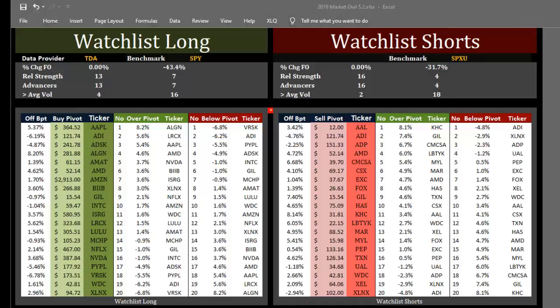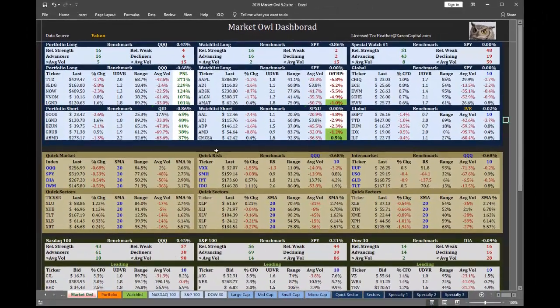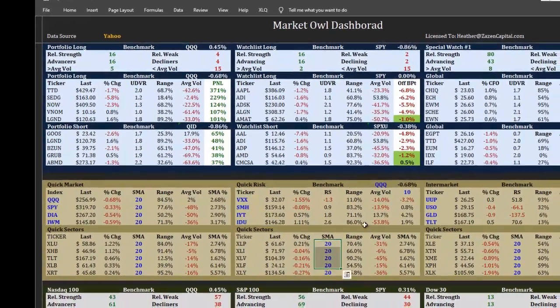Now let's take a quick look at the dashboard. All the information from all these pages is imported into this page. There is some data that's independent from the pages we just reviewed, so you do need to put a data source in. Anywhere you see an orange font or a blue font or a yellow column, those are all areas that you can enter information.